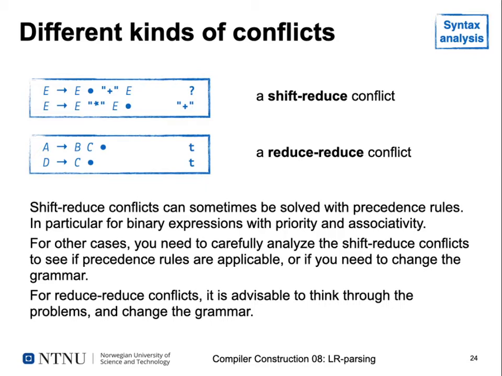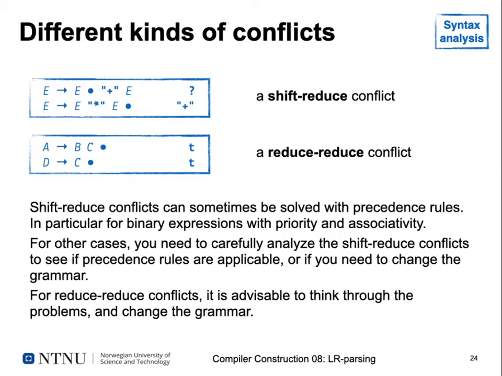Shift-reduce conflicts can sometimes be solved using precedence rules. We've seen these before for ambiguous grammars. This particularly works well for binary expressions with priority and associativity, so if you're doing arithmetic operations and similar. For other cases, you need to really carefully look at the shift-reduce conflicts that are complained about by your parser generator to see if some precedence rules are actually applicable here, so if there can be some predefined order of evaluation of whatever you're going to describe in your grammar, or maybe if this is not the case, you might need to change your grammar.